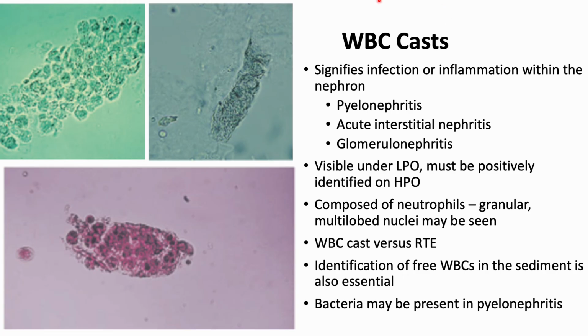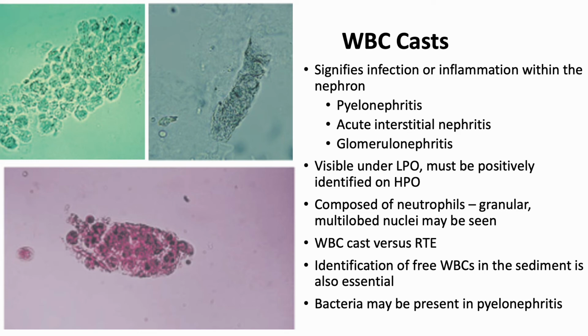So WBC casts are primary markers for distinguishing upper urinary tract infection from lower urinary tract infection. They are present in pyelonephritis and other non-bacterial inflammations such as acute interstitial nephritis, and can accompany red cell casts in glomerulonephritis. They are visible under low power but must be identified positively on high power. They are composed of neutrophils, which have granular cytoplasm and multilobated nuclei.